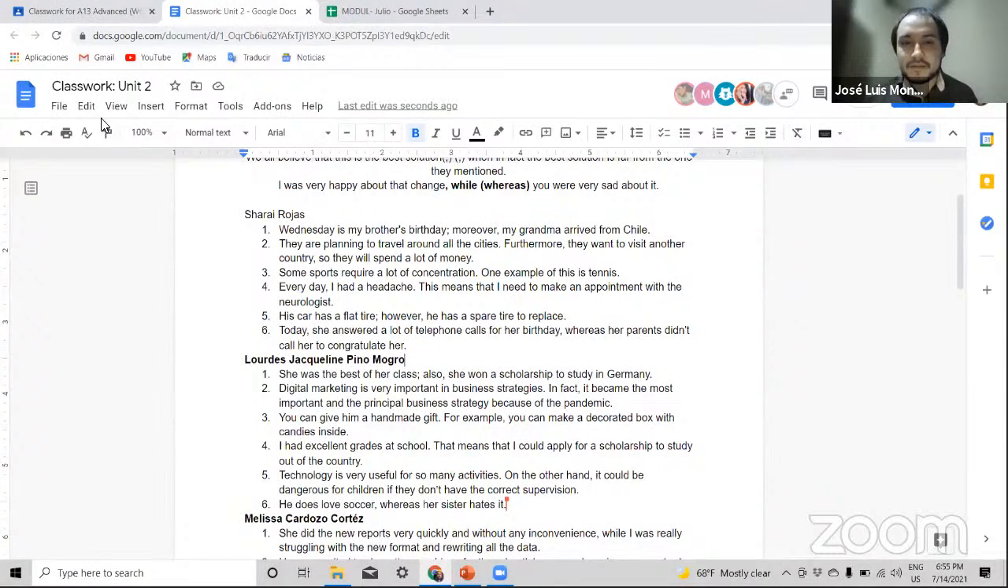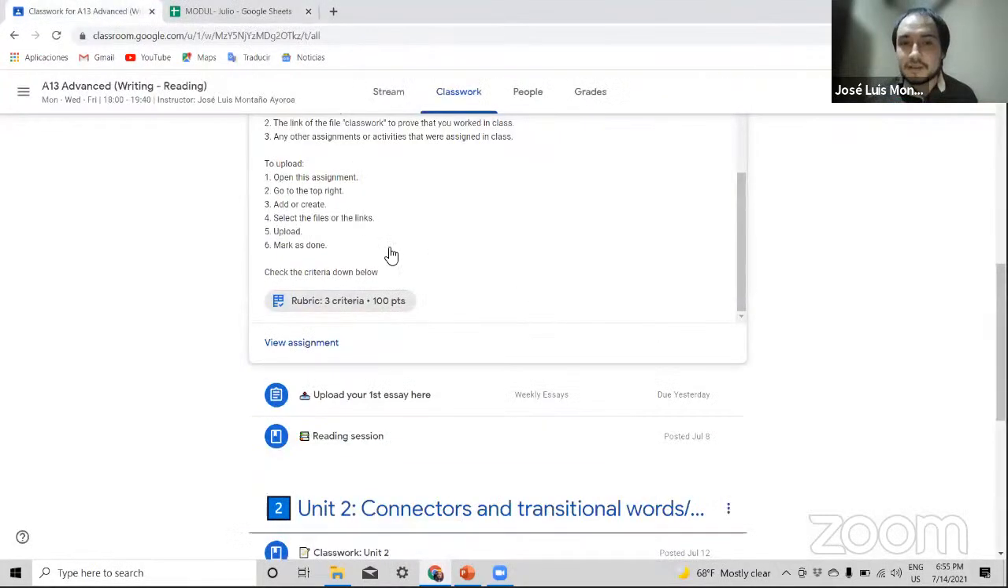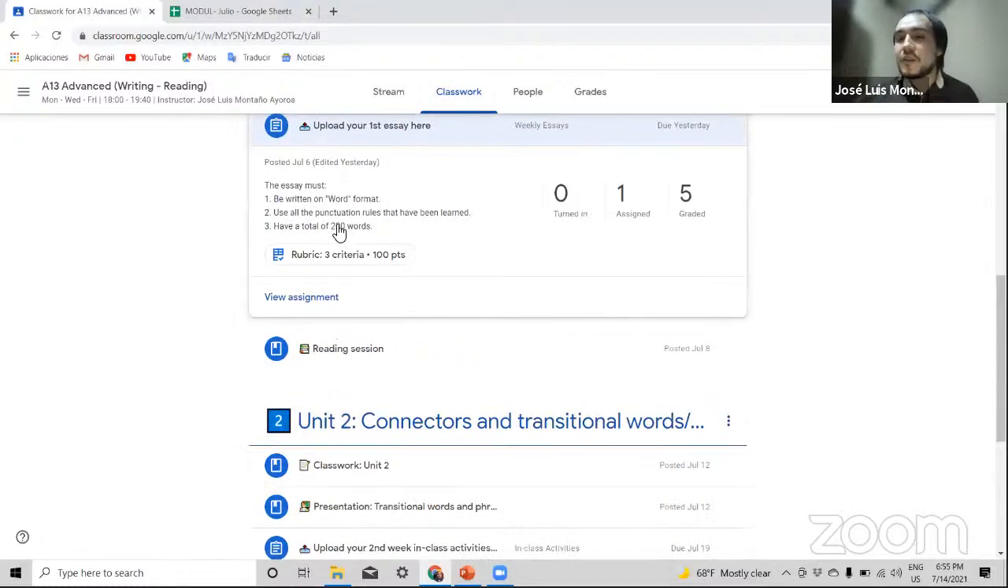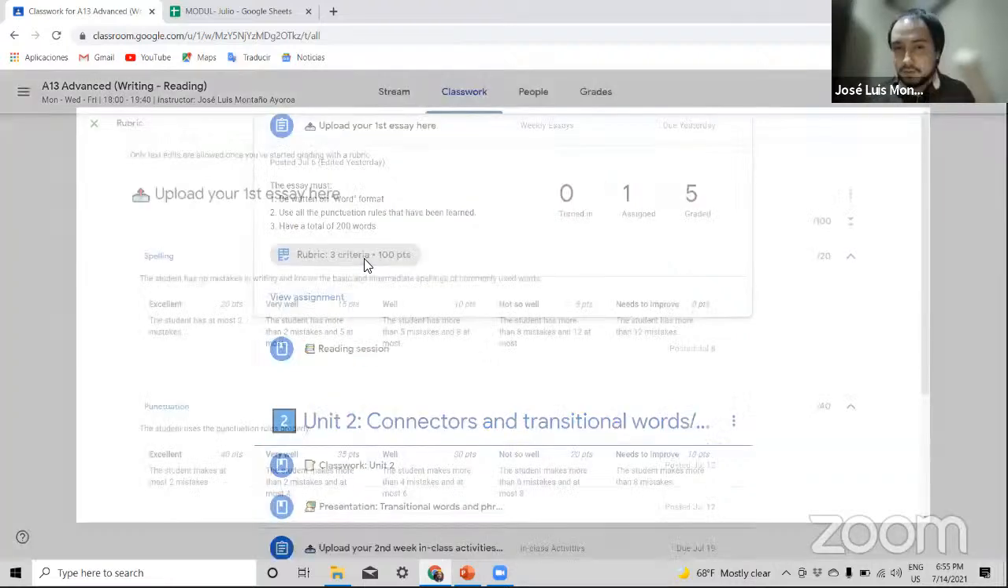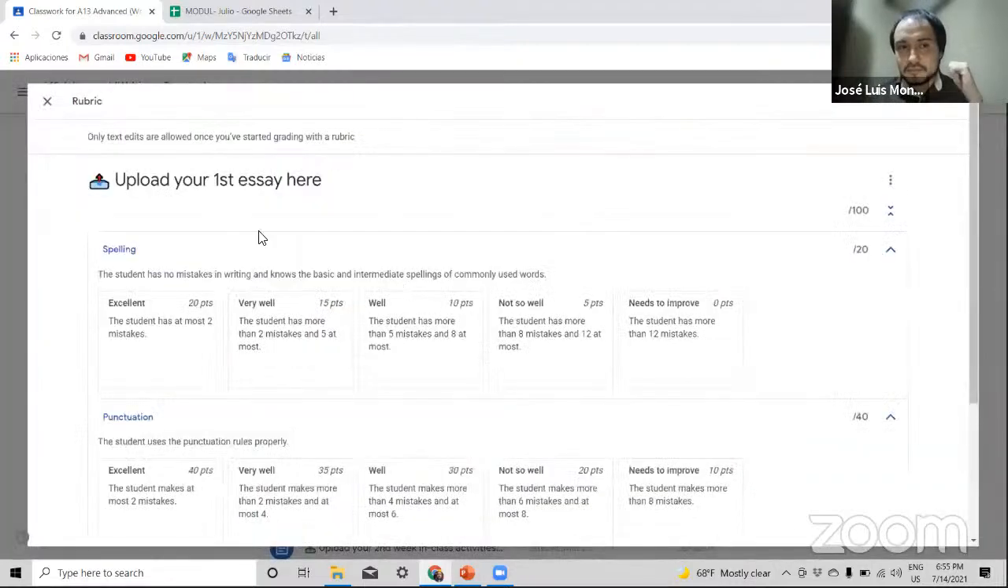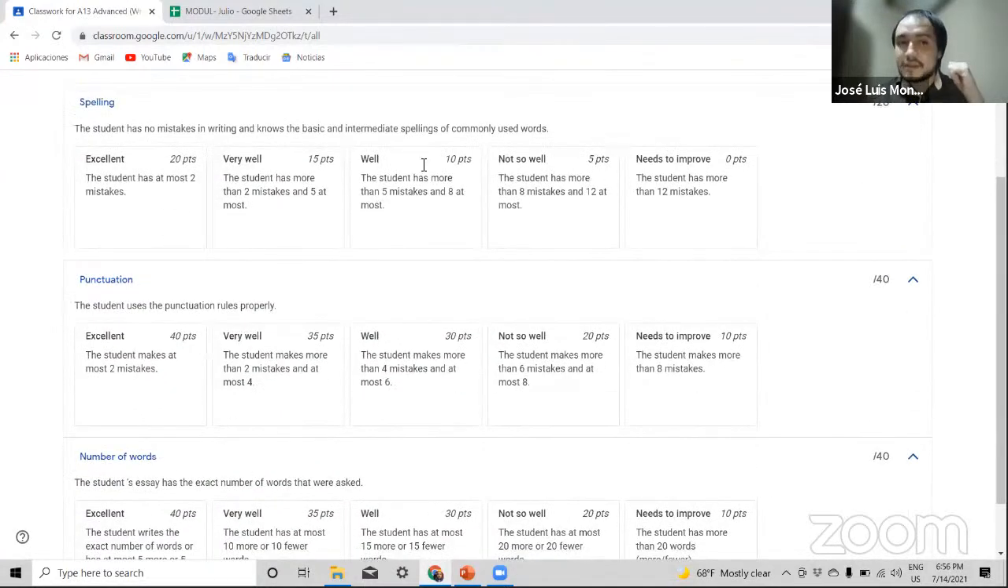That's the first thing. The second part is related to the essay. Remember that the essay was supposed to have 200 words, right? It was here. And I also read that with you, right? 200 words. It was for the first week, for last Monday. And I use this criteria to evaluate.